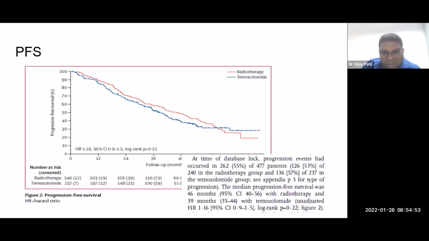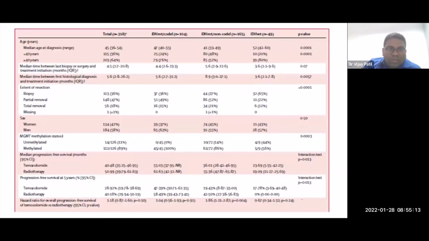And in this study, if you could see, this was a negative study because they wanted to show that temozolomide is better than RT. But overall, the study did show that there's no statistically significant difference whether you use only temozolomide or you use radiotherapy.